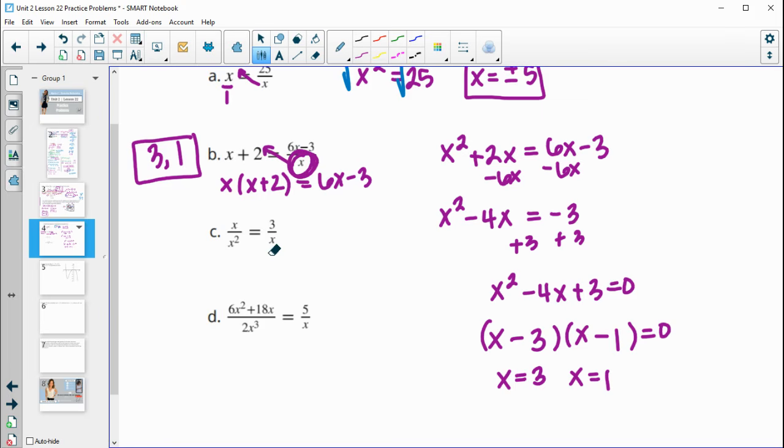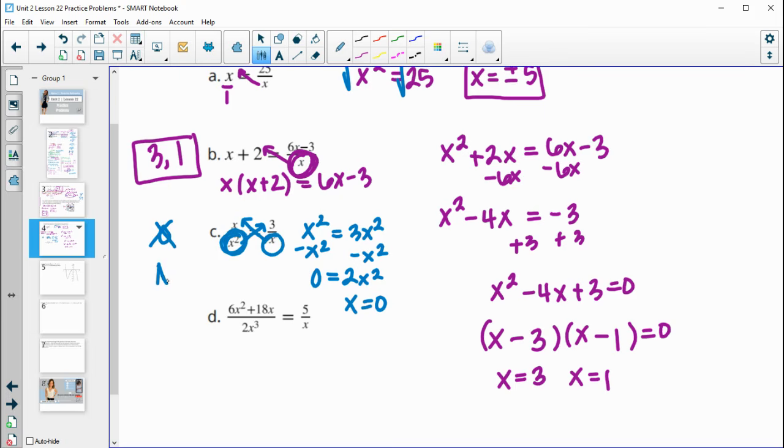Next one, we'll multiply x times x, which is x squared. Then we'll multiply x squared times 3, so we get 3x squared. So we'll get these on the same side by subtracting x squared. So we get 0 equals 2x squared. So the only way for that to be 0 is if x equals 0. And then we'll check that, and we find out that when we plug 0 into these, that gives us 0 in the denominator. So this is actually not a solution. So there are no solutions to this equation.